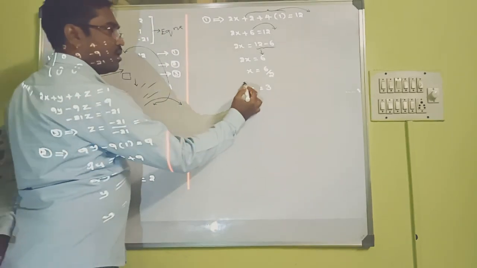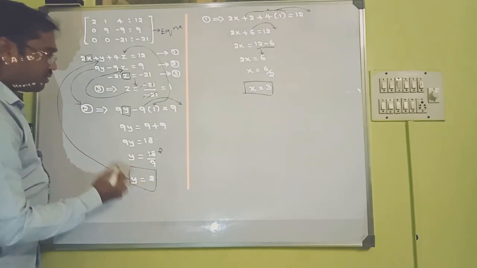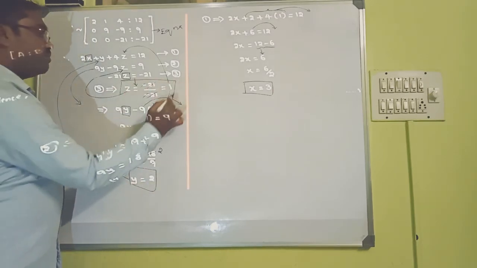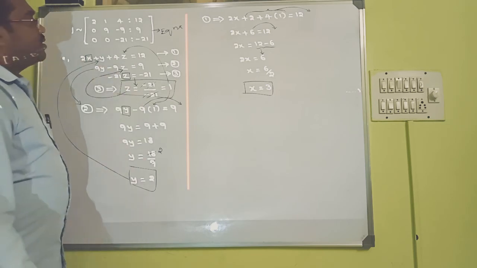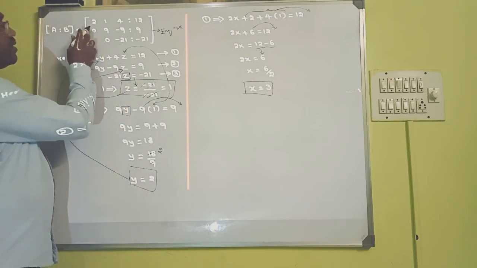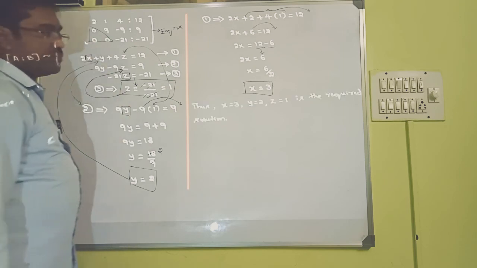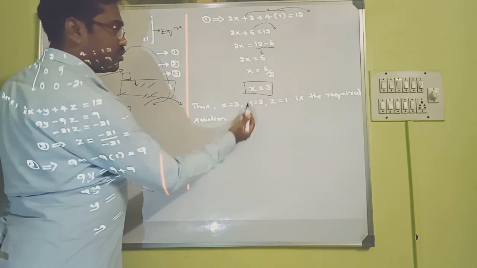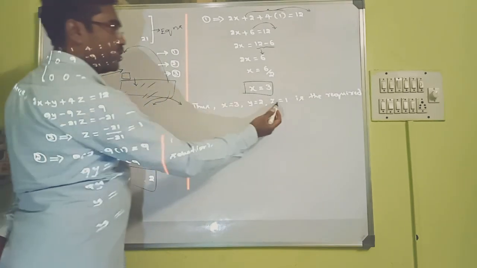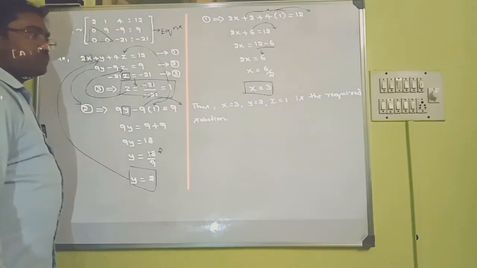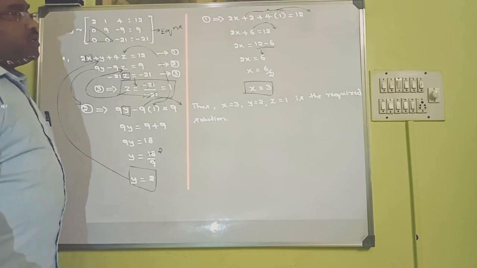See, we found all the values of x, y and z. That means we have solved the system of equations by the method of elimination. Thus x is equal to 3, y is equal to 2, and z is equal to 1 is the required solution. So this completes our problem on elimination method.